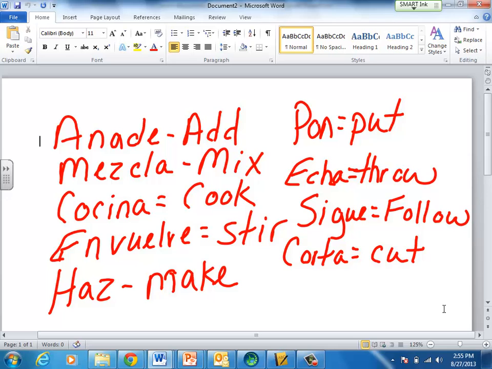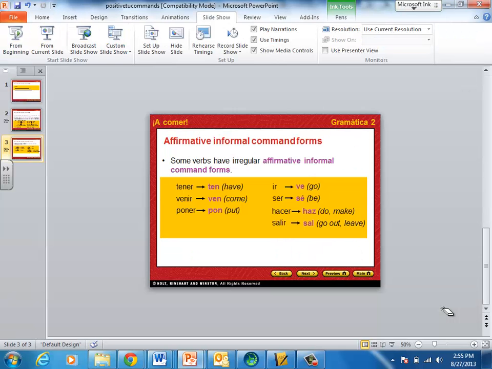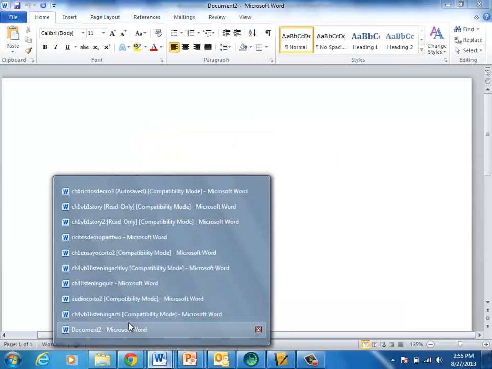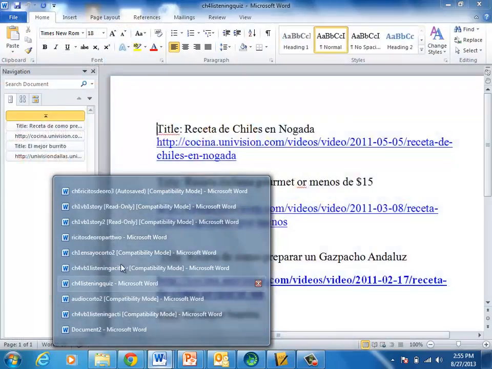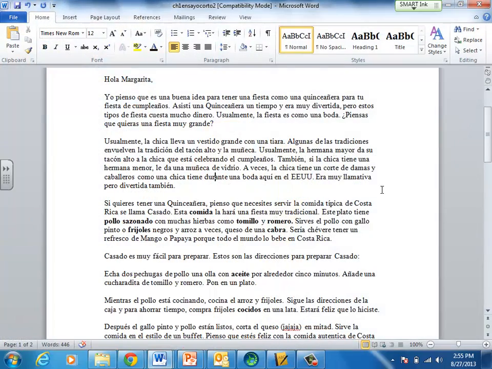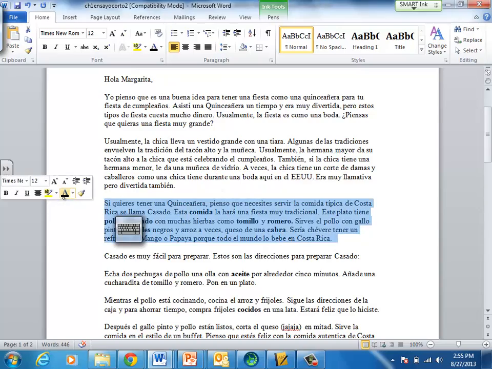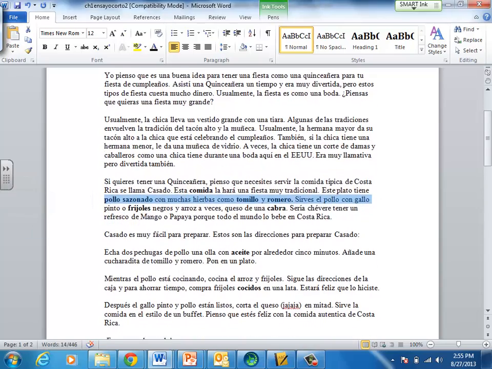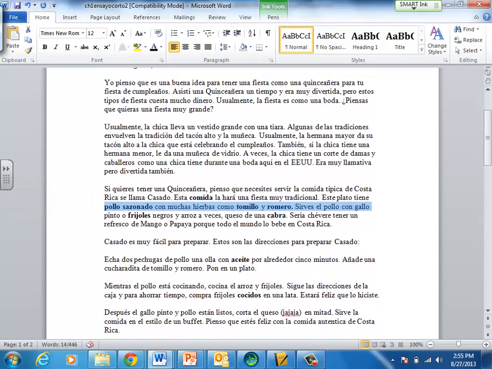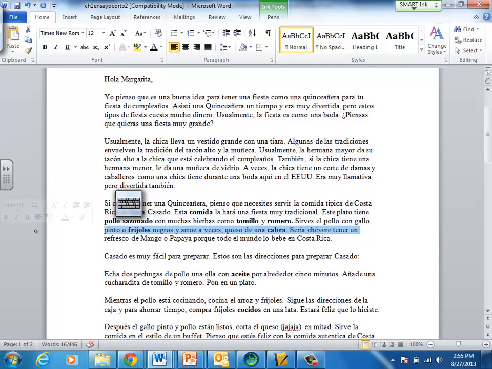So let's take a look at mine. Let's take a look at my example of the ensayo corto that I wrote. And hopefully this will help you write your own. Okay, so here's mine right here. And if you look at it, basically I start out my letter with Hola Margarita.